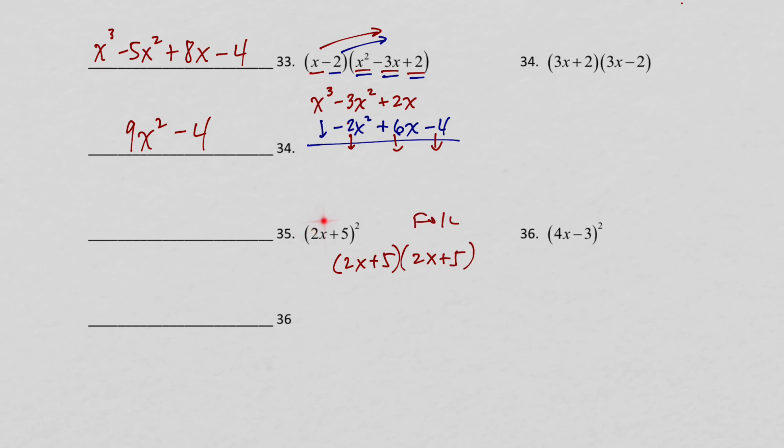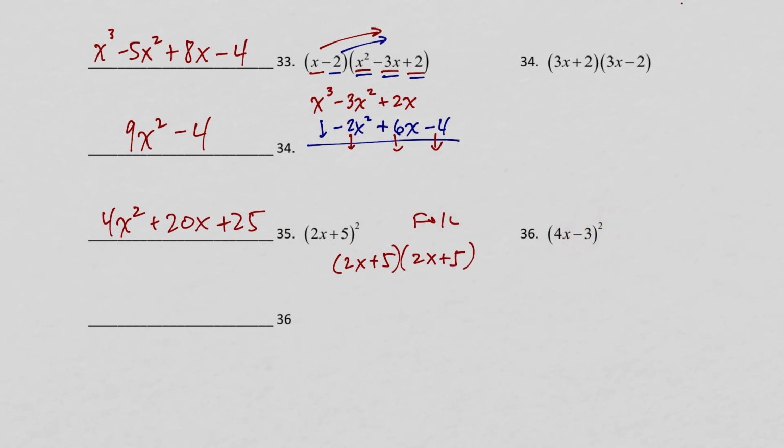The shortcut is the first item squared, then twice the product of the two. The product of these two is positive 10x, so twice that is a positive 20x, and then it's the last item squared, which is a positive 25. You get used to this shortcut because you'll use it so much, but if you forget the formula, just do the FOILing, and after you combine like terms, you'll end up with that.